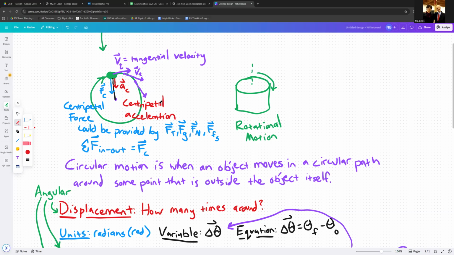Okay. Yeah, we'll be doing problems involving forces like tension or normal force or even static friction providing centripetal force. We'll use the equations to deal with centripetal acceleration and tangential velocity. We'll look at the radius of circular motion for those as well.